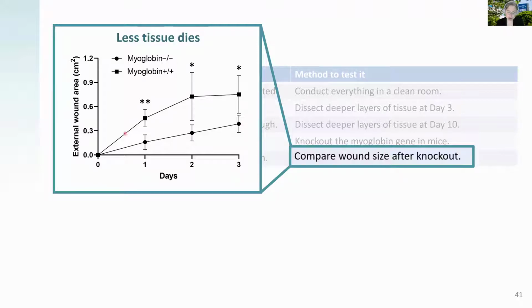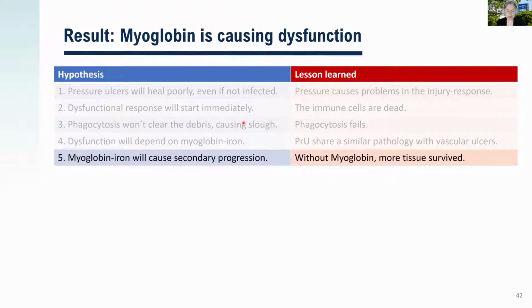And the wound is twice as big in a normal genotype. In other words, knocking out myoglobin roughly halves the amount of damage. So that seems to say that myoglobin is contributing. We're going to see more of this evidence later in the talk. But so far what we see is that without myoglobin, more tissue survived.